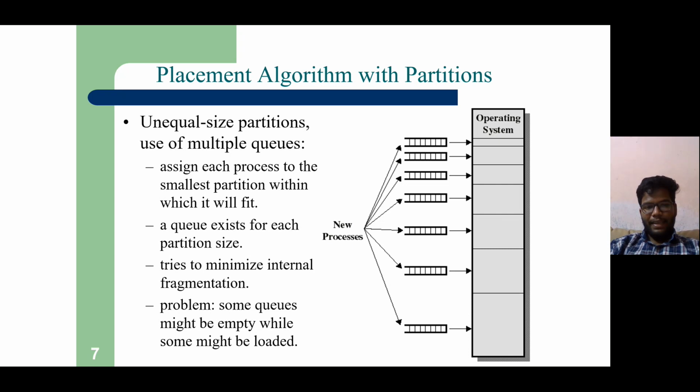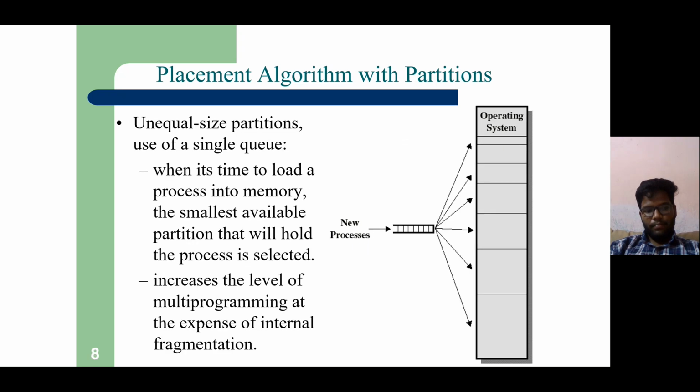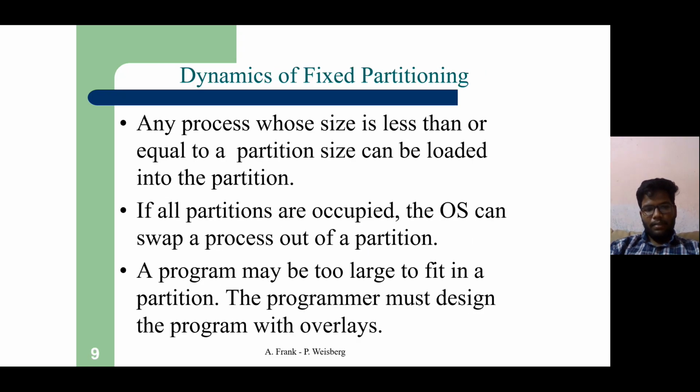A queue exists for each partition size. Here there are partitions of different sizes, and a queue for each partition size, trying to minimize internal fragmentation. There are some problems with unequal size partitioning: some queues might be empty while some might be loaded. Dynamic behavior of fixed partitioning: any process whose size is less than or equal to the partition size can be loaded into the partition.